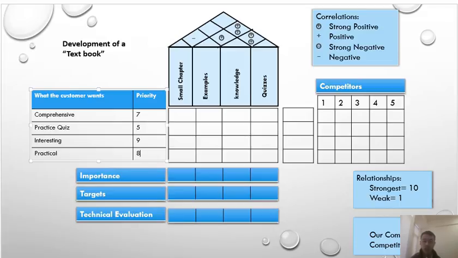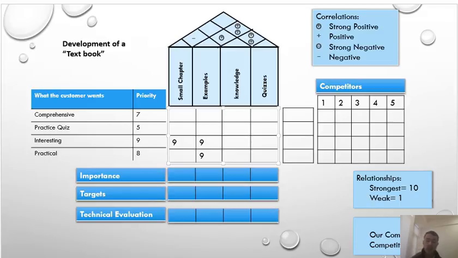So given this, let's suppose here I give a score, because interesting and small chapters are positively correlated. For this scale I have used this relationship: strongest is equal to 10 and weak is equal to 1. So let's suppose for this relationship I give a 9. And practicality, interesting and examples, 9. Practical and examples, let's suppose I also give a 9.